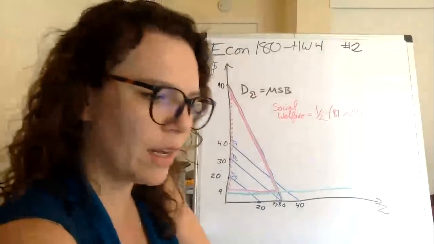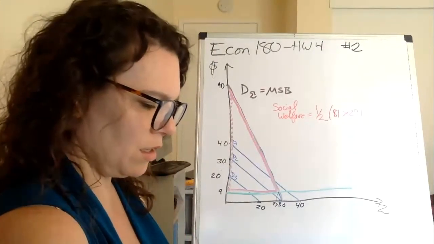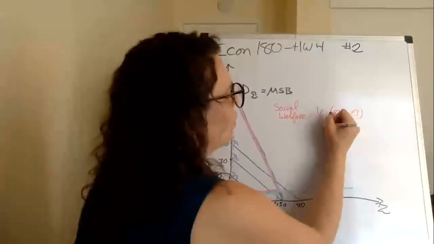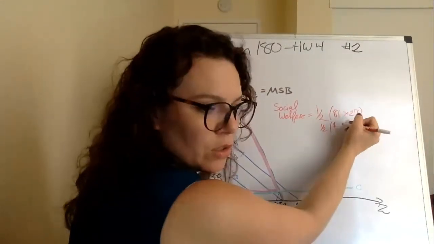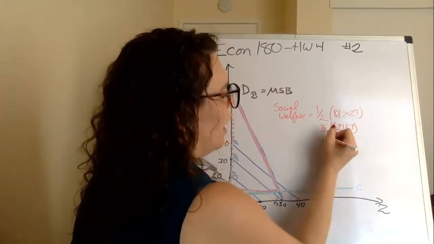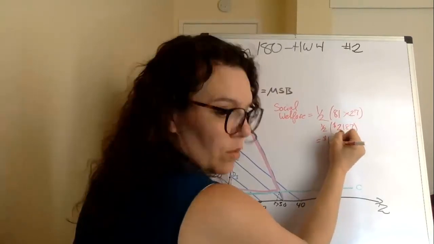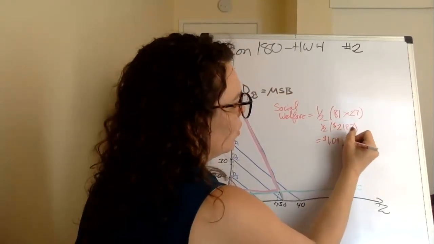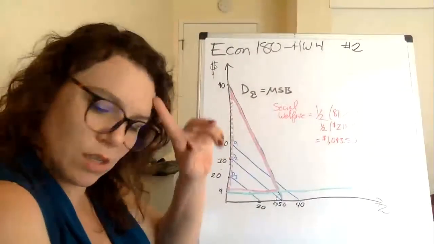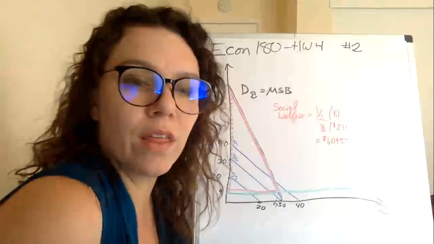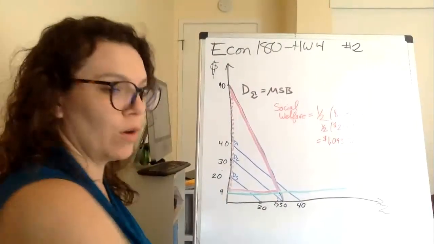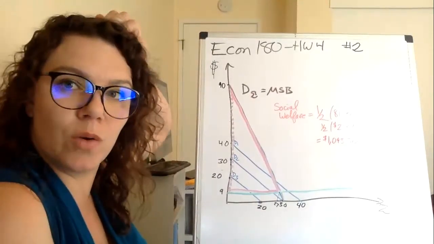So if I go ahead and look at clear 81 times 27, I'm going to get a value of 2,187. And 1/2 of that is going to be $1,093.50. So that is the social welfare associated with the socially optimal level of park provision for this community with these people in it. So that's problem 2.